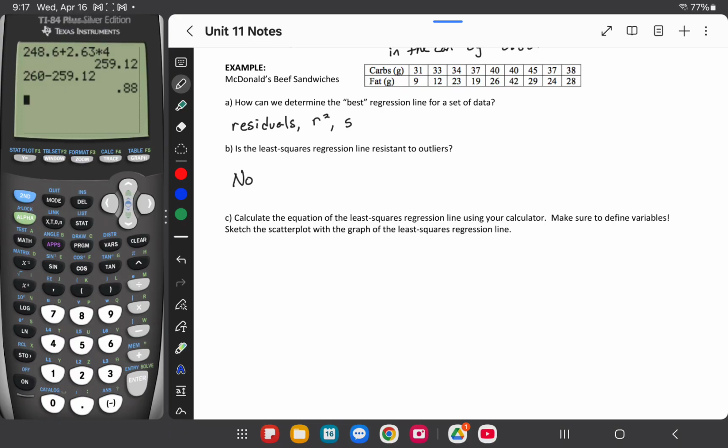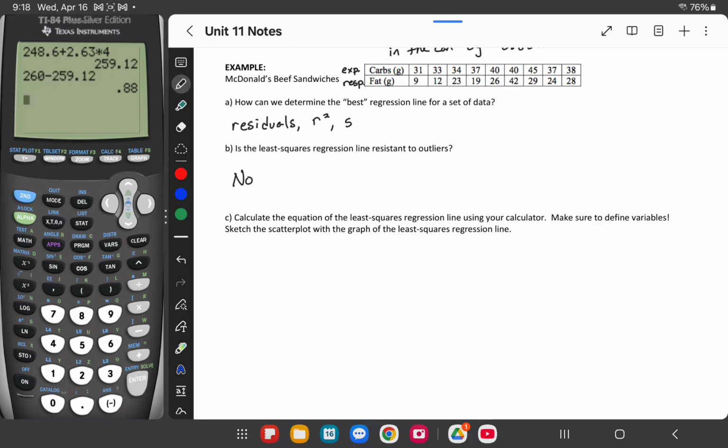So let's go ahead and do that for this particular example. First, we need to figure out which of our variables is explanatory and which one is a response variable. In this case, I'm going to say that the carbs are most likely the explanatory variable. The amount of fat then is the response variable. In other words, the amount of fat in the sandwich depends on the number of carbs that are in it.